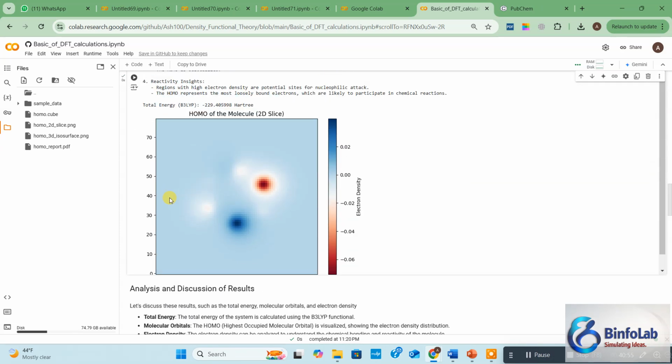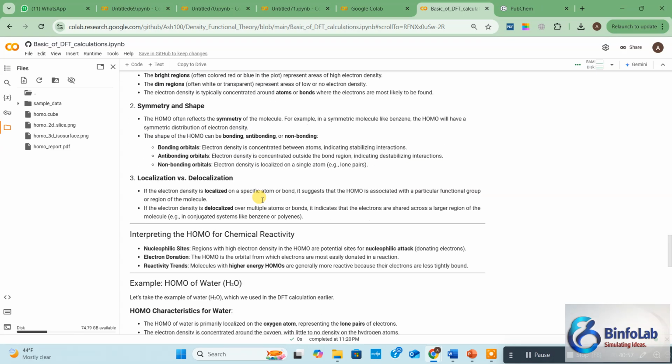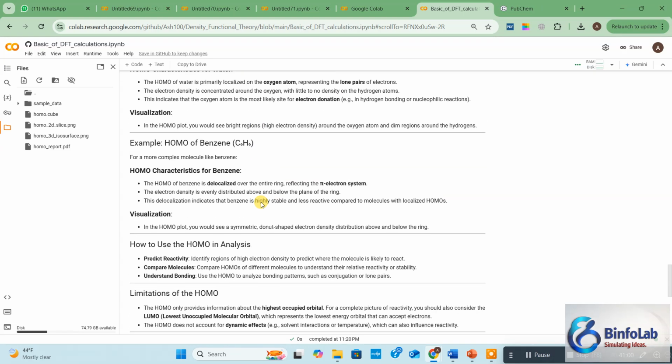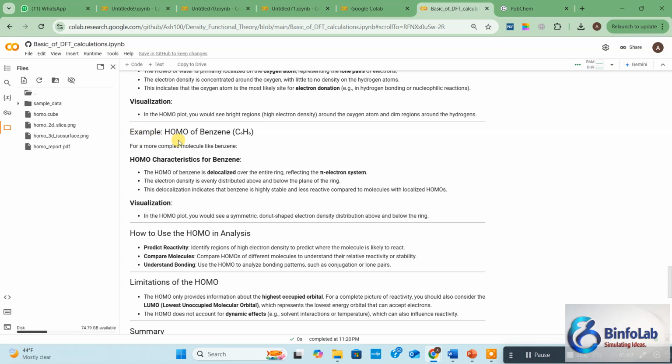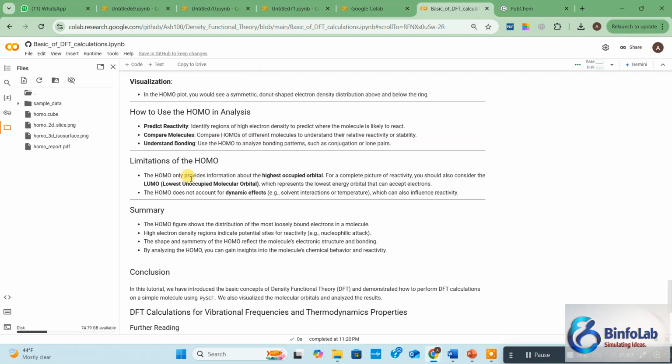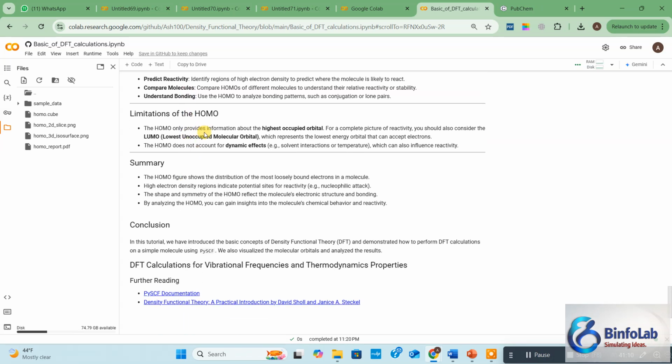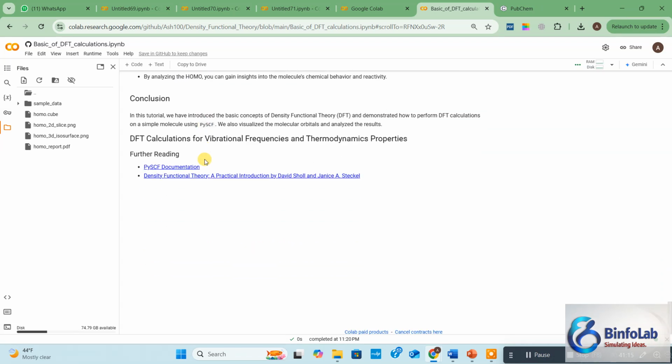Okay, so that was about the basic electron density. And here, if you want to explain the benzene figure, you can use it. And these are some limitations about the HOMO. Please read it. And finally, I will also make another video where we will calculate the vibrational frequency and the thermodynamic properties of some particular atoms of the compound.